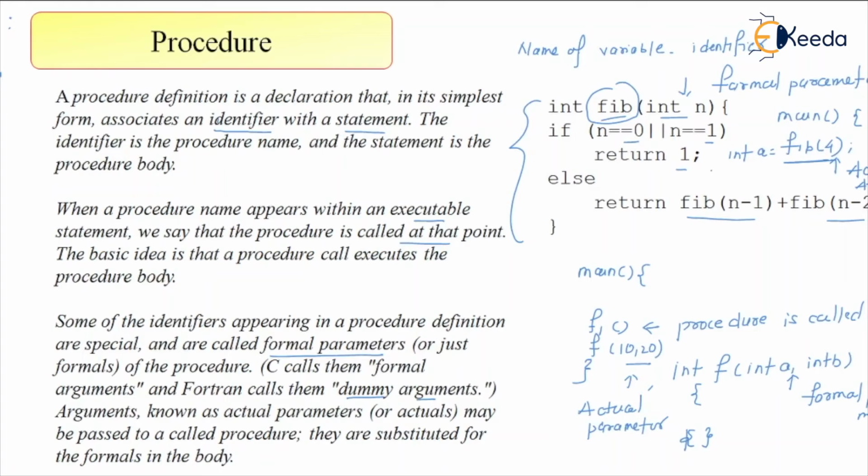So this is something about procedures and technical terms such as identifier. The only thing you need to remember is that fib is an identifier. This is also an identifier, not only the name of a variable.